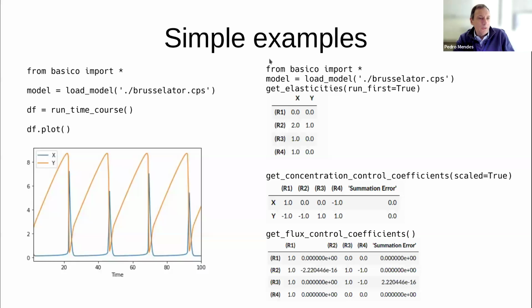Okay, so just some quick examples of what it looks like to use Basico. So in this first one, concentrate on this column on the left. This is a very simple script that just loads a model. So first you start your program importing the Basico package. Of course, you would have had to install it before, which is done with pip, as I mentioned. Then you just load a model. In this case, we're loading a simple model from the current folder. And then you just run a time course. That's the function that says, okay, run the time course.